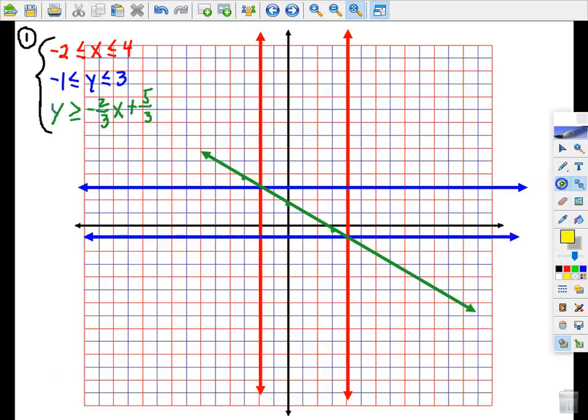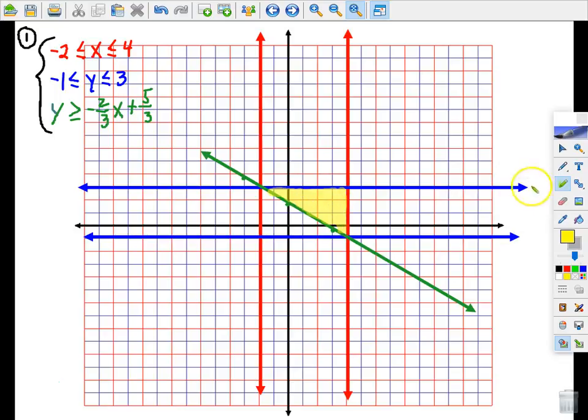Okay, so let's see if we can think about how all of this shading comes together. We're between the red, but also between the blue. So we already said that before we drew the green line, we were shading in this rectangle. But this green line kind of splits this rectangle up, and we're going to shade above the green line. So the shading where all three come together is above the green, below the blue, and then to the left of that red vertical.